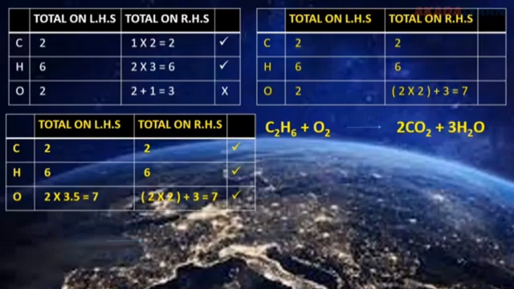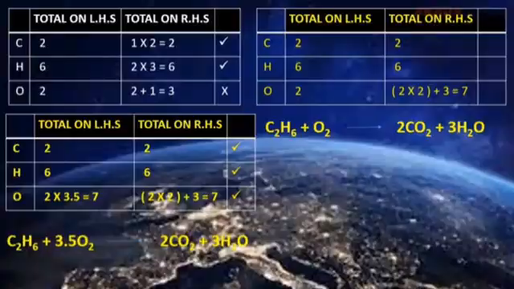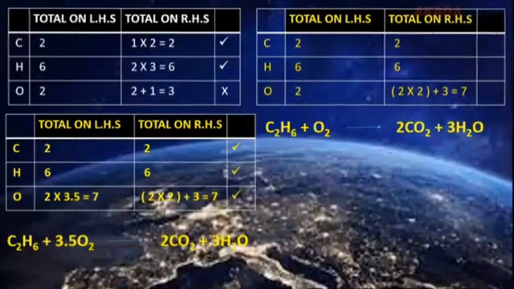But you see, that 3.5 might seem strange to somebody who is new to chemistry, but it is normal. 3.5 is normal. But then we can still do something to cancel it out, so that the equation we have now will look like C2H6 plus 3.5 O2 to give us 2 CO2 plus 3 H2O.